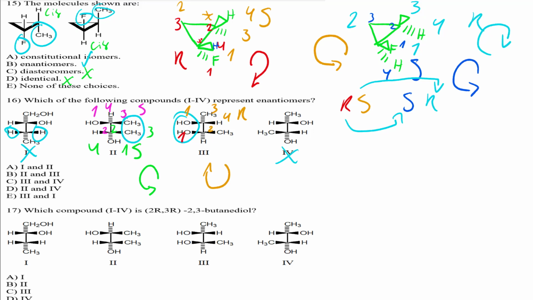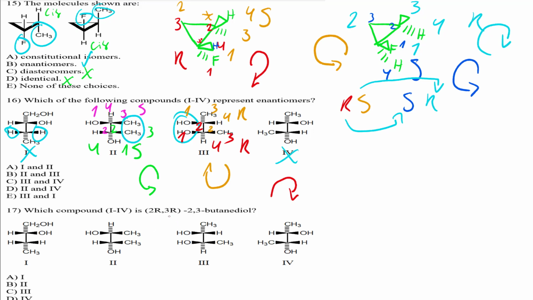Right. What about this one? 1, 2, 3, and 4. So that's 1, 2, 3. My lowest priority group is on a hash, so that's good. We're expecting an R conformation. So that's also R. So we have SS, it became RR. That's going to be an enantiomer. And so for sure it's going to be 2 and 3. That's a quick way to do it.